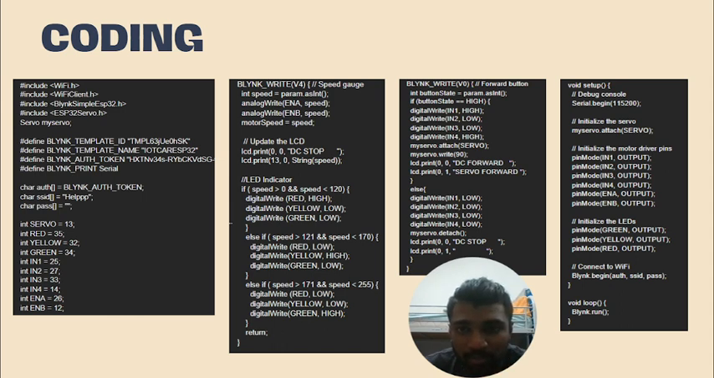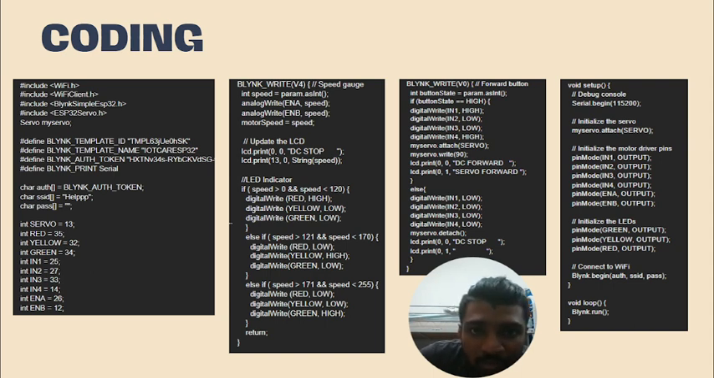If you don't include this Blynk template ID, Blynk template name, and Blynk authentication token, you will not be able to connect to the Blynk app. And next, your Wi-Fi ID and password, and then the pins for the components are initialized: servo, red LED, yellow LED, green LED, and so on.